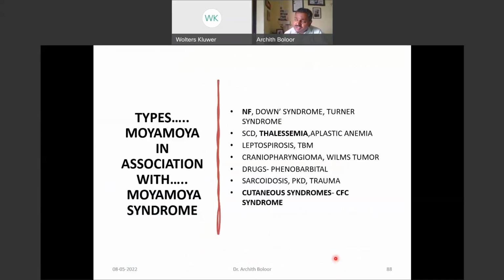Moyamoya disease is associated with other conditions. Common conditions in India include neurofibromatosis, Down syndrome, thalassemia, and even acquired diseases like tuberculous meningitis, leptospirosis, and drugs like phenobarbital, which can also be associated with moyamoya features. So it's not just that a single disease may be present in a single patient. You may have multiple diseases which could be presenting as stroke in young patients.